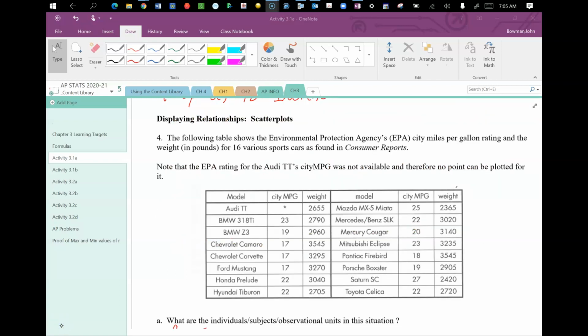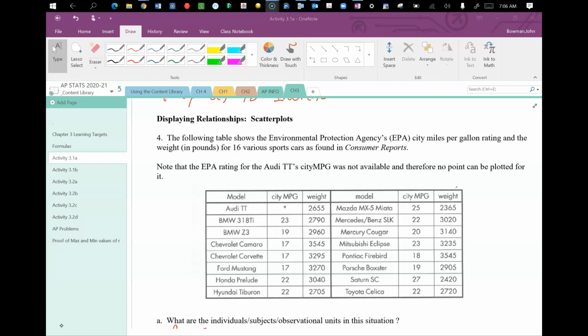The next thing we want to do is talk about how to graph the relationships between two quantitative variables. And you are all very familiar with this idea of plotting points on an XY or Cartesian coordinate system. And that's what we're going to do for what are called scatter plots. We are going to pick one of the variables to be the x-coordinate and one of the variables to be the y-coordinate. So in this example, what we have here is the categorical variable model of car, and each model should have associated with it a city miles per gallon and a weight.